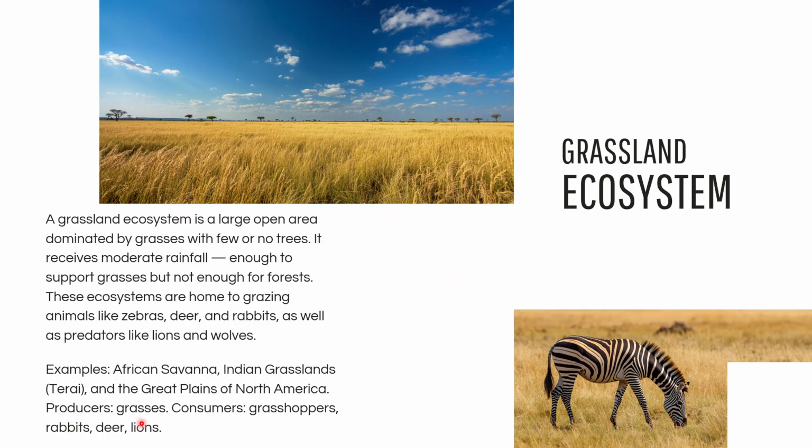Producers here are grasses, consumers are grasshoppers, rabbits, deer, lions. So basically, it's telling us that it works in the form of a food chain also. From the bottom we have the grasses, then the grasshoppers, after that deer, then lion. So this is a very good example of a grassland ecosystem. As you can see, the zebra is grazing, and this is an image of a grassland ecosystem.